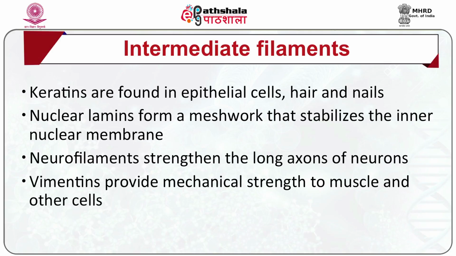One type is keratins that are found in epithelial cells, hair and nails. Second is nuclear lamins, which form a meshwork that stabilizes the inner nuclear membrane. Third type is neurofilaments that strengthen the long axons of neurons. And fourth type is vimentins, which provide mechanical strength to the muscles and other cells.